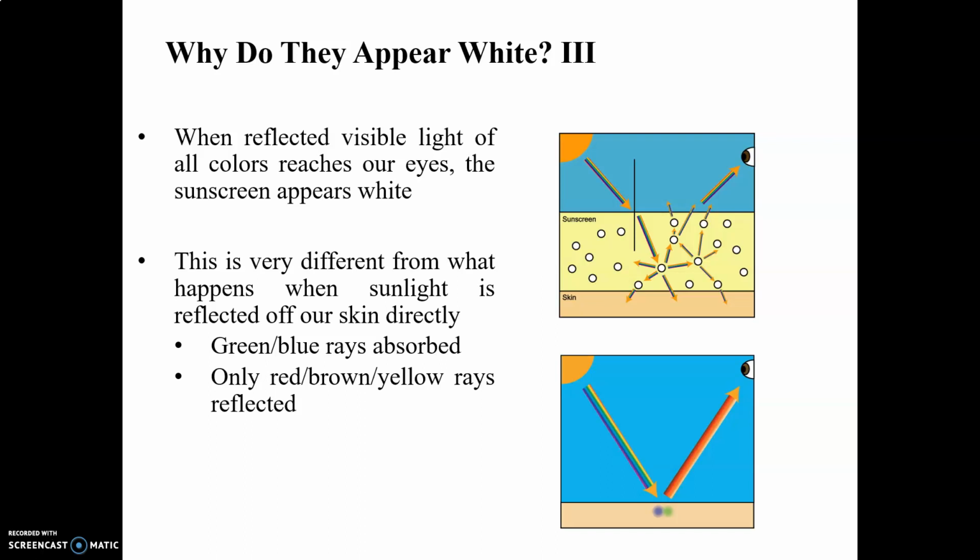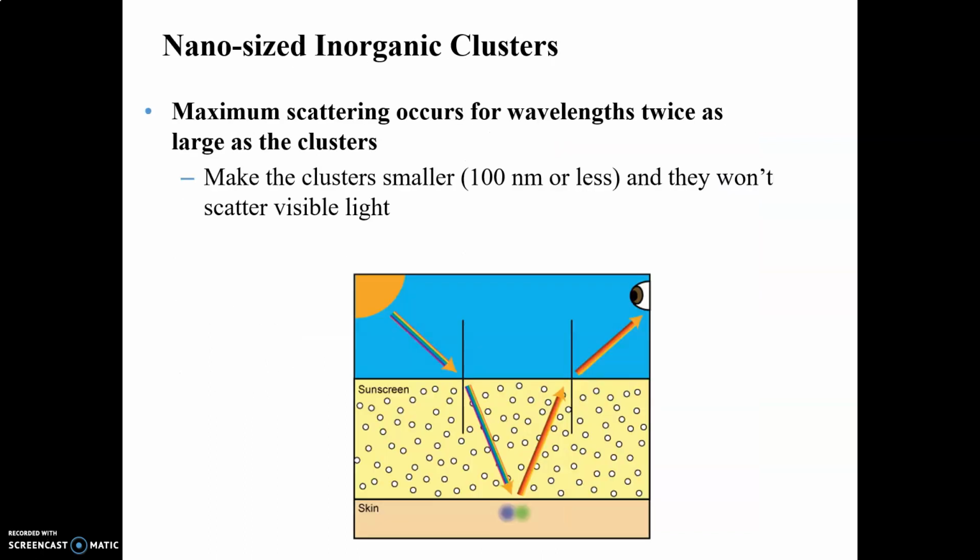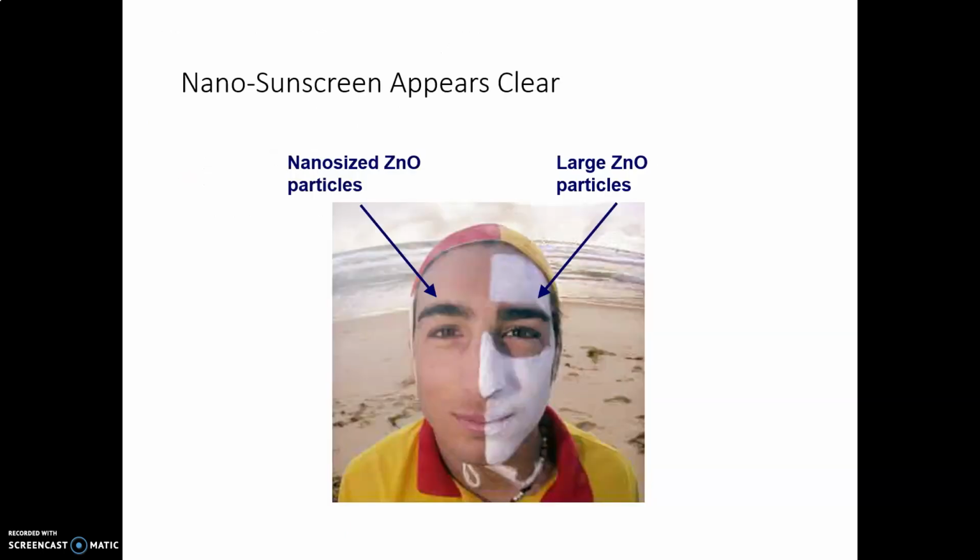When reflected, visible light of all colors reaches our eyes, and then the sunscreen appears white. This is the mechanism of why it appears white. So maximum scattering occurs for a wavelength twice as large as the cluster. If you make this cluster smaller, that is, you reduce the size below 100 nanometers, they won't scatter visible light.